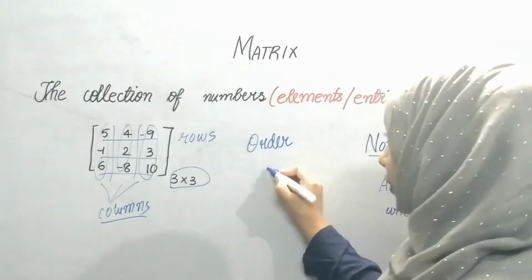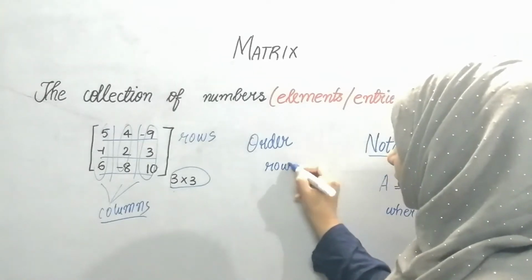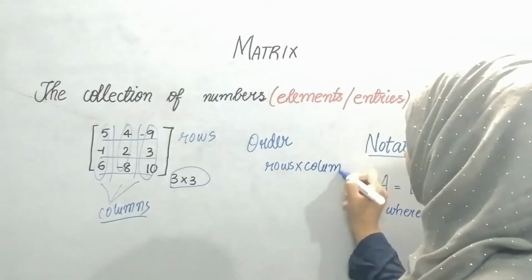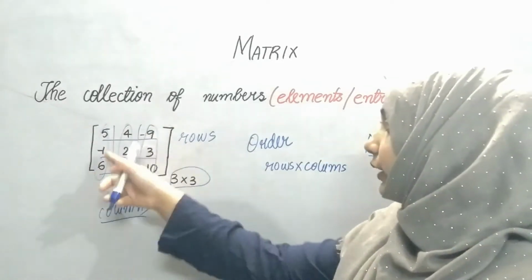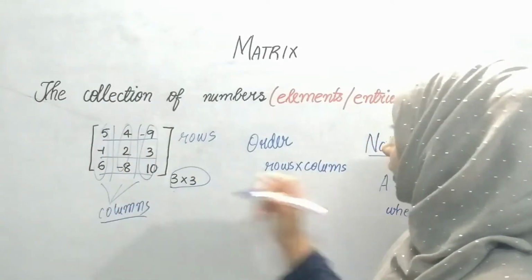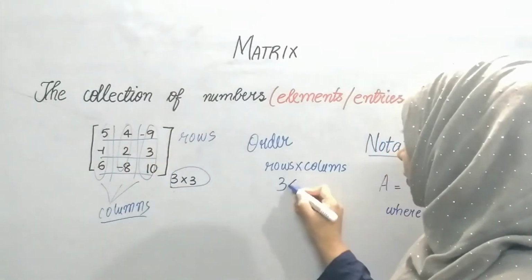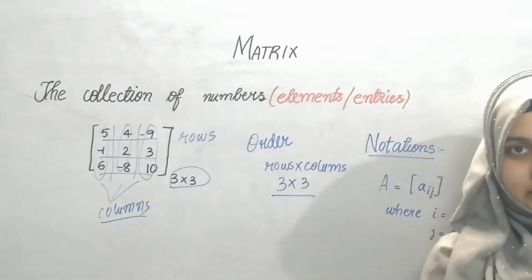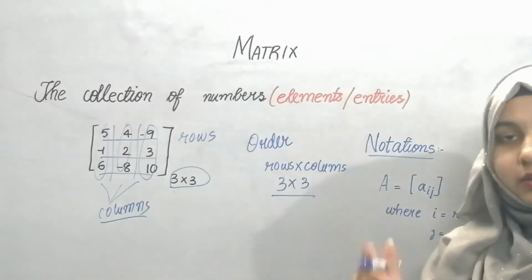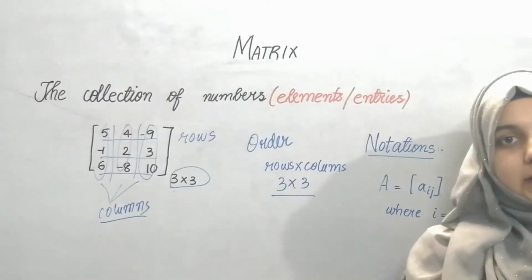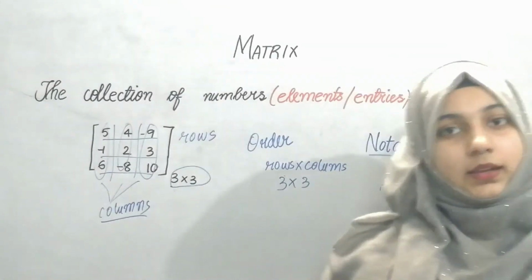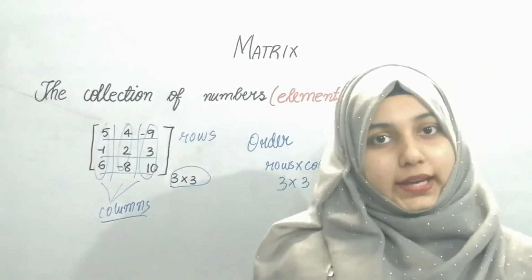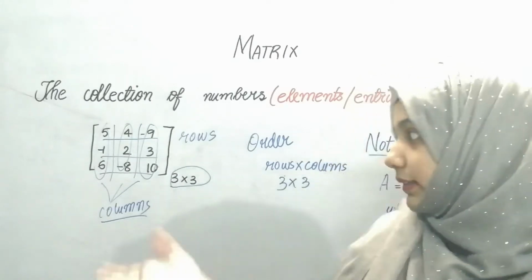That is, the number of rows and the number of columns. So here if you see, we have got 3 rows. So 3, I've got 3 columns. So it is a 3 by 3 matrix. The order of the matrix is 3 by 3. We will not read it as 3 into 3. We will read this as 3 by 3. Okay, clear?